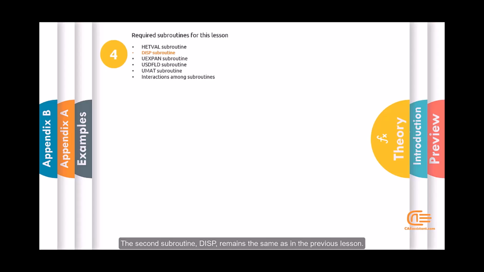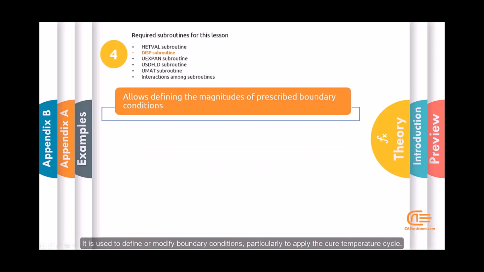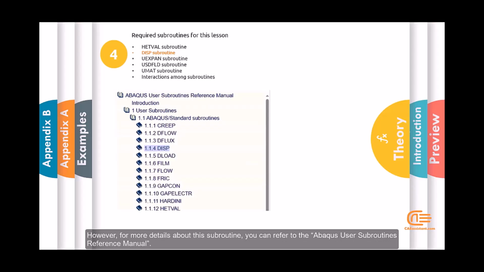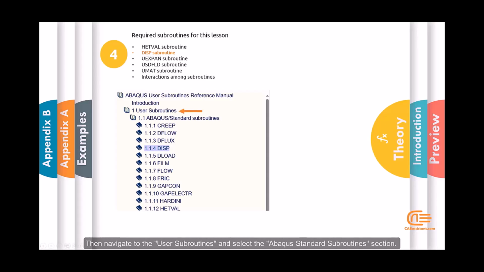The second subroutine, DISP, remains the same as in the previous lesson. It is used to define or modify boundary conditions, particularly to apply the cure temperature cycle. Since it has not changed from the previous lesson, we won't describe it again here. However, for more details about this subroutine, you can refer to the Abaqus User Subroutine Reference Manual. Then navigate to the User Subroutines and select the Abaqus Standard Subroutines section. Look into the contents available in the DISP section for further details.